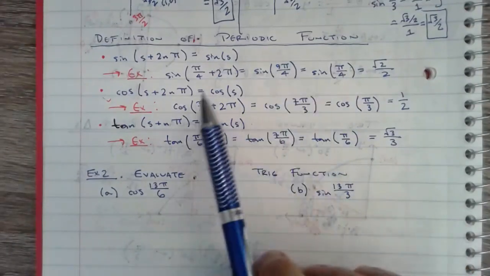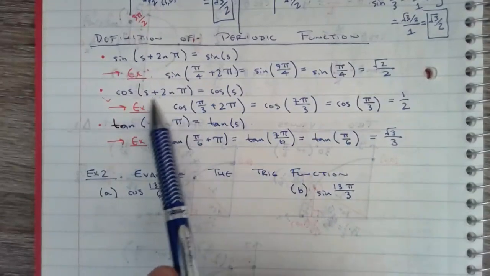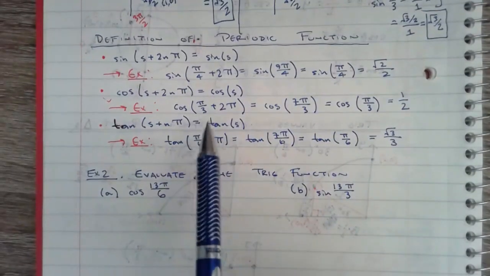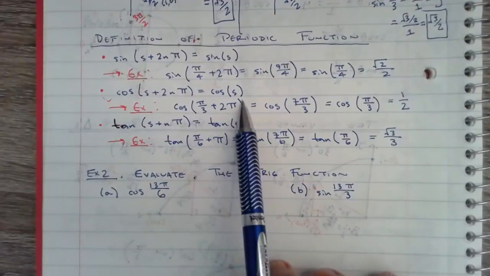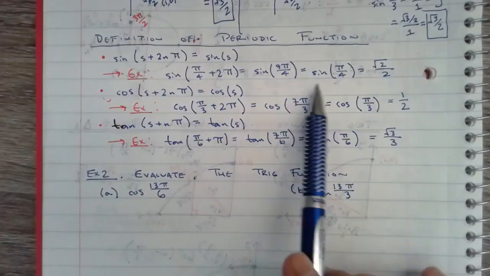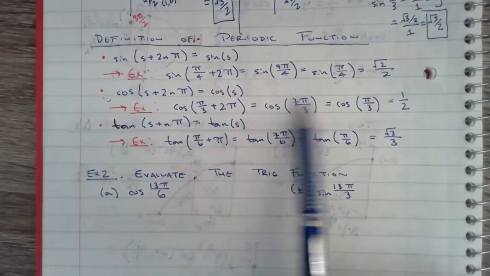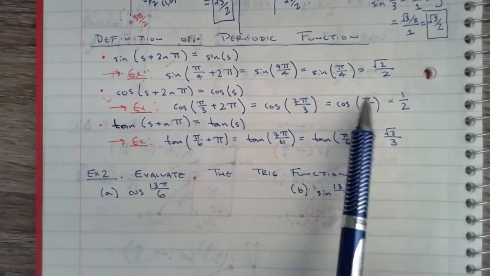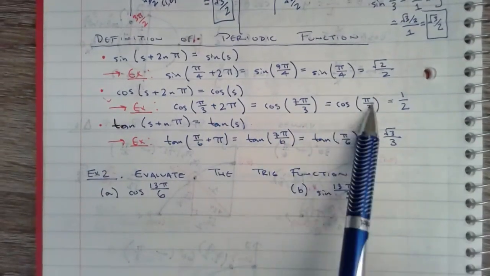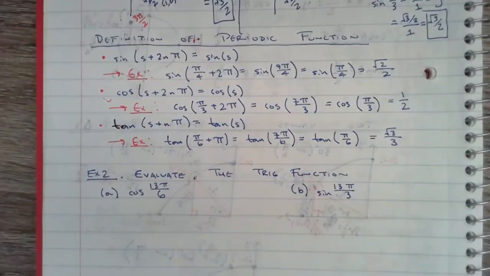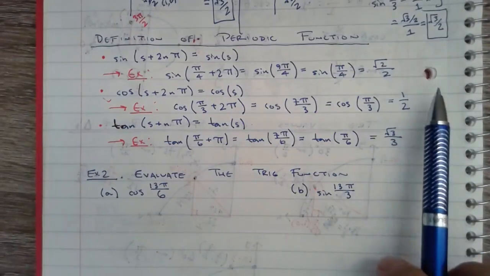Okay? For the cosine it's the same thing. Cosine of s plus 2n pi equals cosine of s. So again, take a look at this example: cosine of pi over 3 plus 2 pi. You know pi over 3 plus 2 pi gives you 7 pi over 3. But since it's periodic, this cosine of 7 pi over 3 ends up being the same as cosine of pi over 3. And once you figure this out, that gives you 1/2. I know you might be wondering how you got the 1/2, but that comes from just evaluating the trig function.